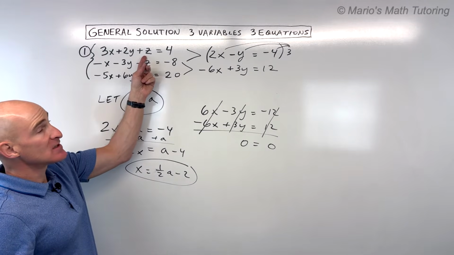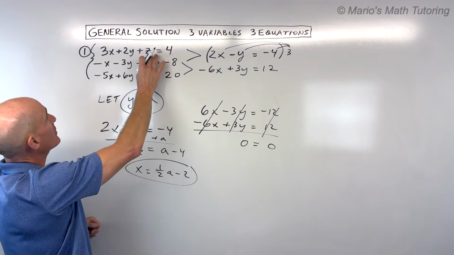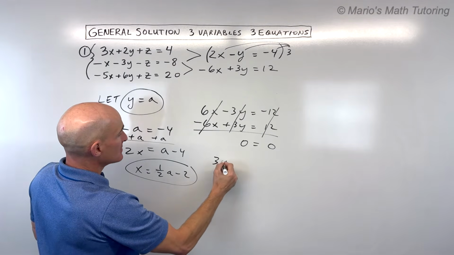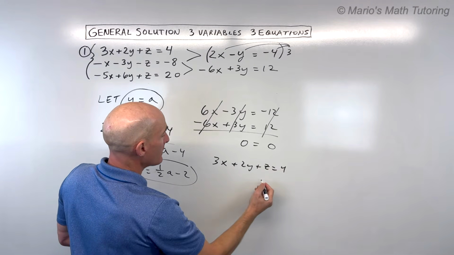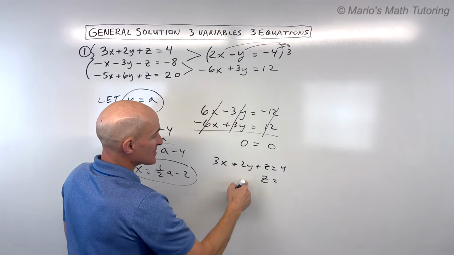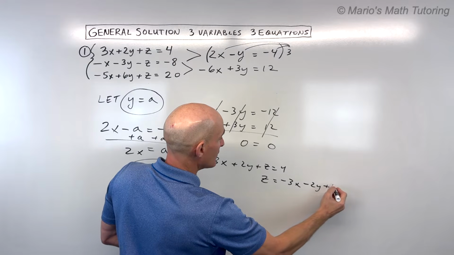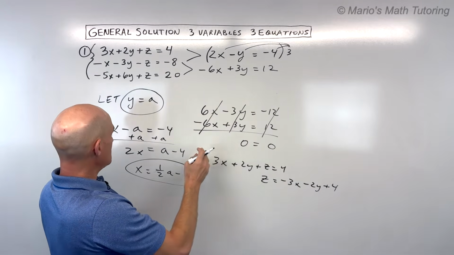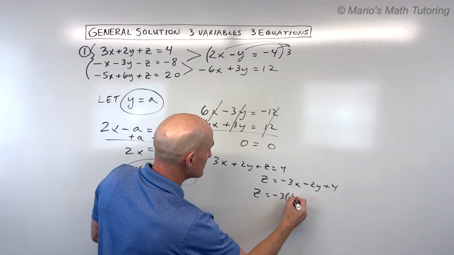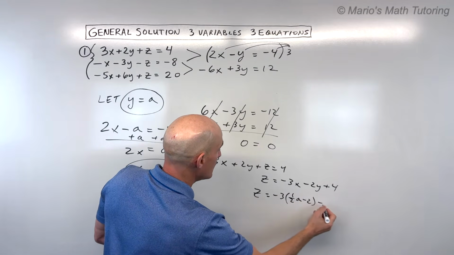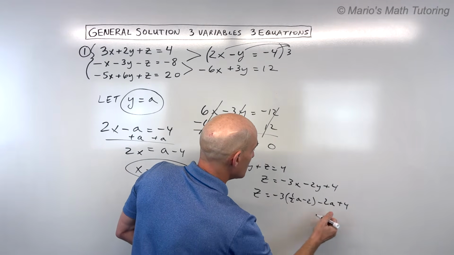I'm going to go back to one of these original equations. You can use any one of the three there. I'm going to use the top one right here. So I've got 3x plus 2y plus z equals 4. z equals, I'm going to subtract 3x, so negative 3x. I'm going to subtract 2y, negative 2y, plus 4. But what does x equal? That's 1/2 a minus 2. So let me put that in place of x. Negative 3 times (1/2 a minus 2). y is equal to a, so this is just going to be negative 2a. Okay, replacing y with a.